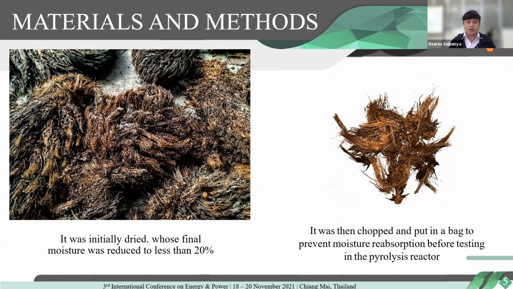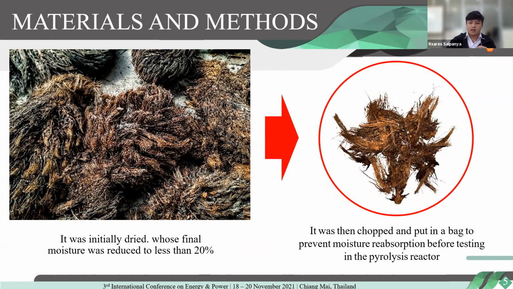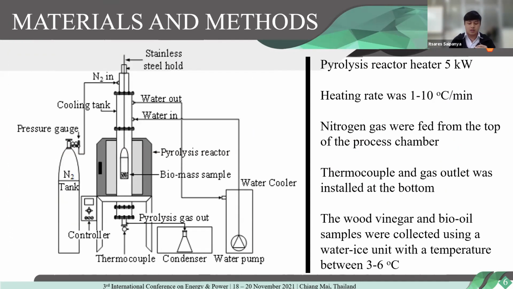In terms of material and method, the palm branches were dried and cleaned to reduce the moisture content to less than 20%. It was then chopped. This picture is the electric heater, 5 kilowatt with ceramic insulation, able to heat 1 to 10 Celsius degrees per minute.